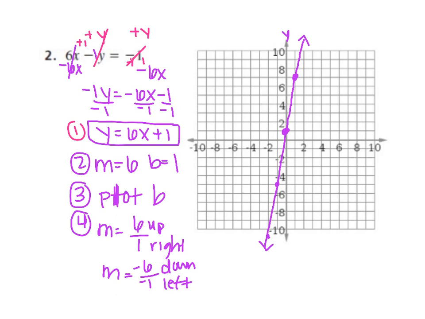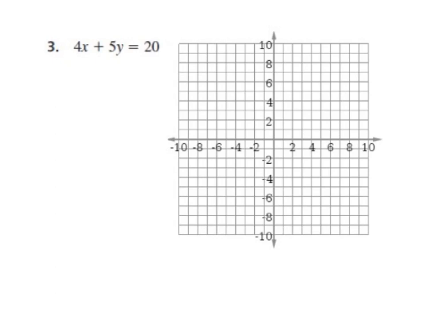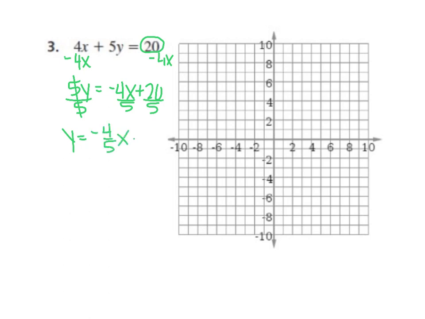How about number 3? First step in number 3 is to get y by itself. So I'm going to subtract 4x from both sides. That leaves me with 5y is negative 4x and positive 20, right? If this 20 isn't negative, that makes it positive. And then I would divide everything by 5. And that gives me y is negative 4/5 x plus 20 divided by 5 is 4.